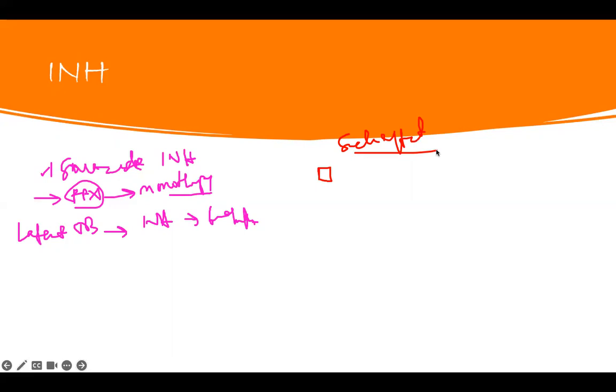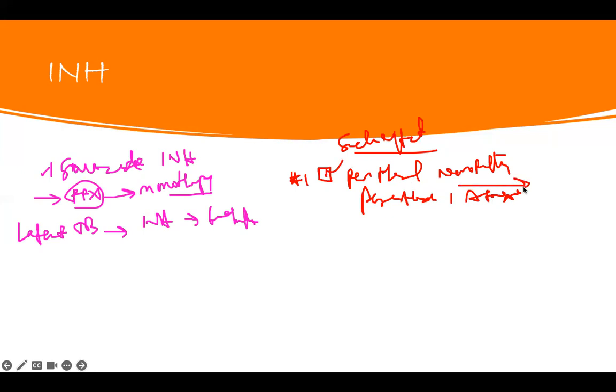Okay, and the number one side effect, which is expected, is peripheral neuropathy. So they will have tingliness and numbness of the extremities. So they have something like paresthesia. And sometimes they can have ataxia. But in your exams, they will write this peripheral neuropathy or tingliness and numbness of the hand. This is an expected finding of isoniazid.